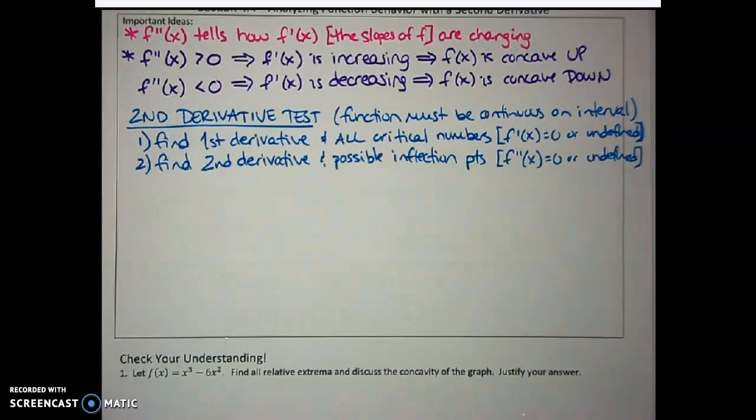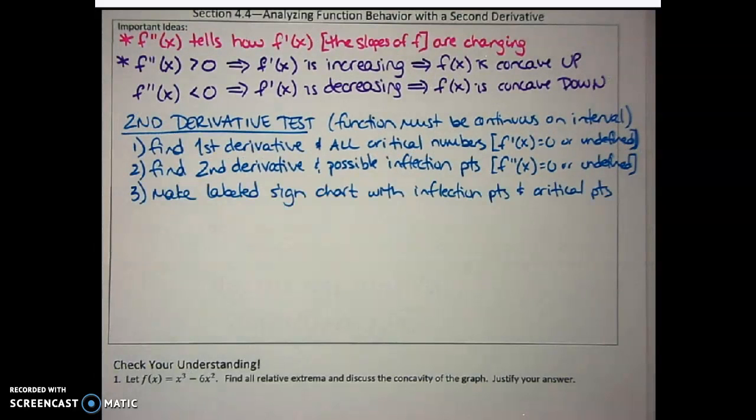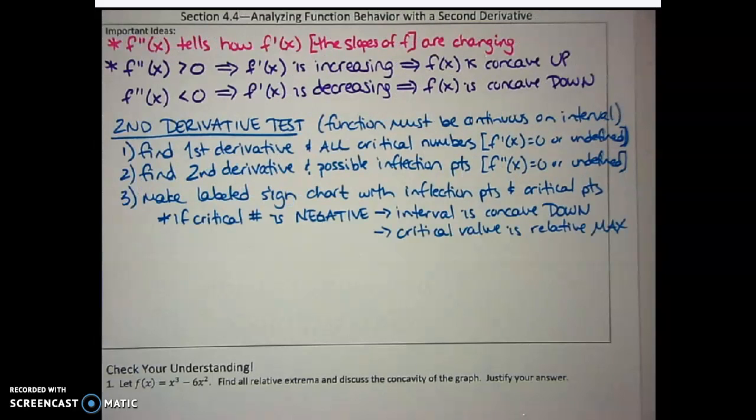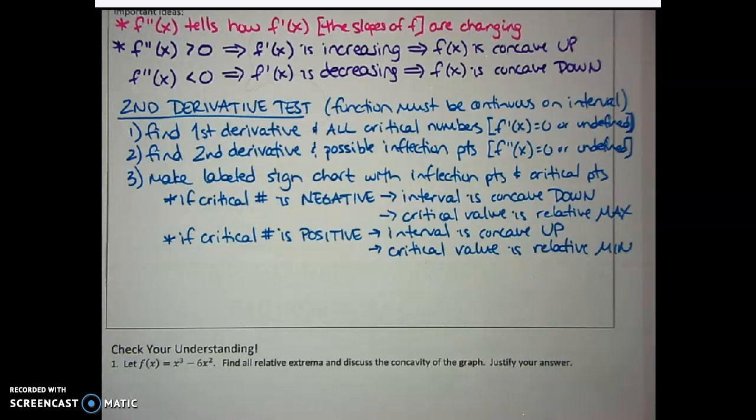Third, you're going to make a labeled sign chart, just like we did with our first derivative test, and you are going to put on that labeled sign chart your inflection points as well as your critical points. Then you're going to plug those critical points into your second derivative and determine the value, whether it's positive, negative, or 0. If the critical value is negative, then the interval is going to be concave down, and that critical value is going to be a relative max. When you plug the critical value in, if you get a positive value, then that means that interval is concave up, and that critical value is a relative min.